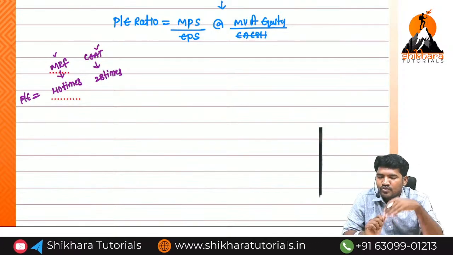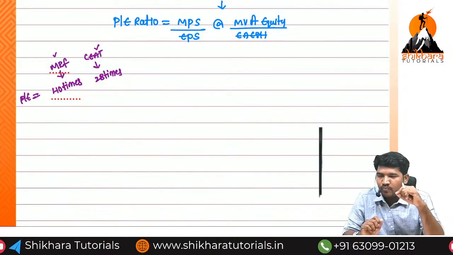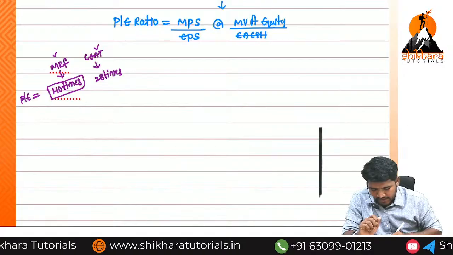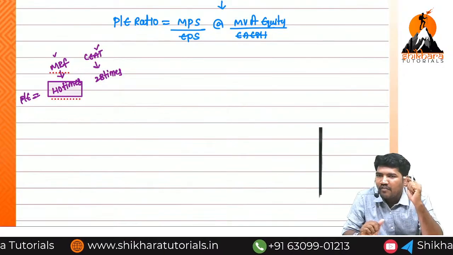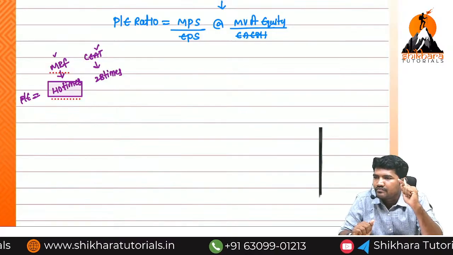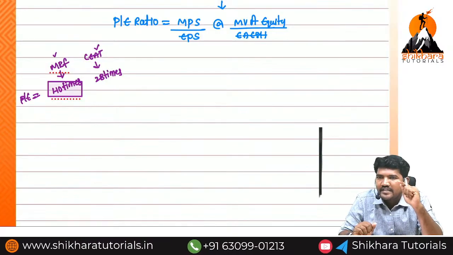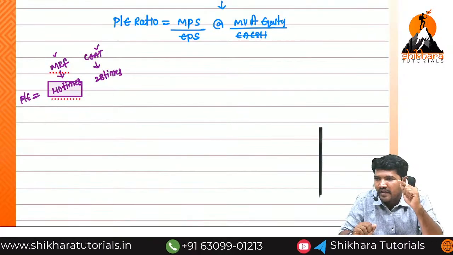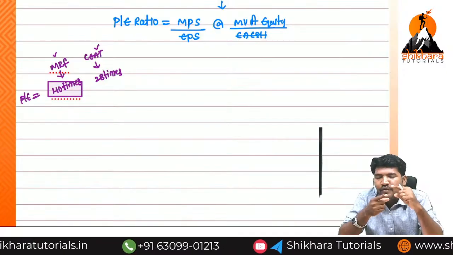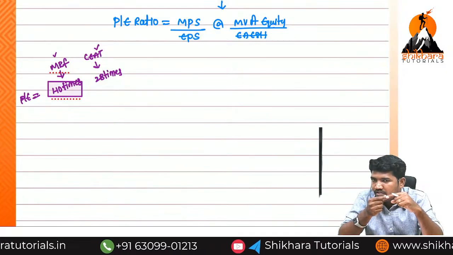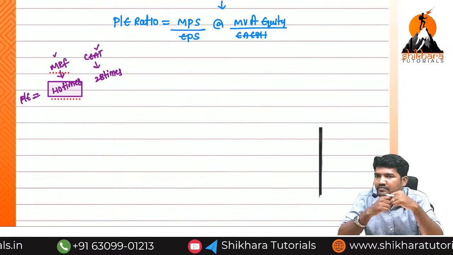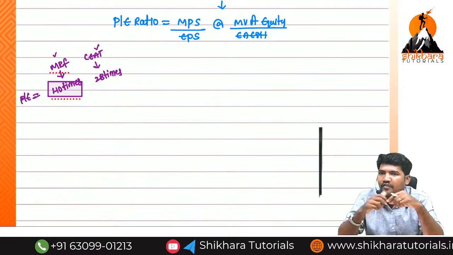Guys, clear? So let us discuss why. What is the meaning of 40 times? Every 1 rupee of company earnings creates 40 times of market value. Every 1 rupee of earnings creates how much? 40 times of market value. That is the company point of view. When it comes to the investor point of view, for every 1 rupee the company earns, I need to pay 40 times more. Hope you guys understand.